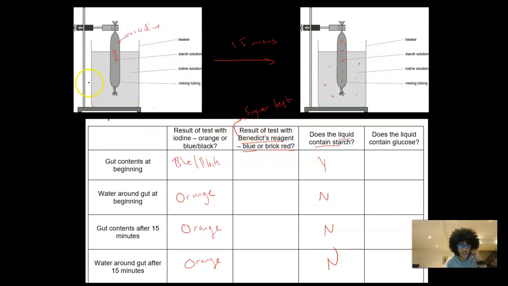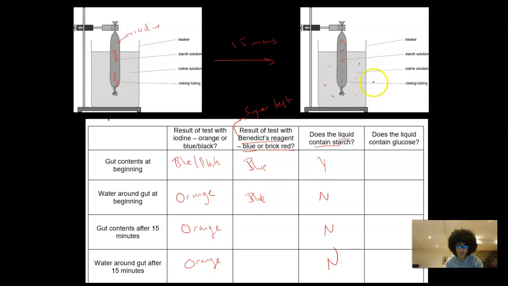Now, at the beginning, you can see that all I've got inside the tube is loads of starch. There's no glucose at the beginning because nothing's been digested. So if I was to put Benedict's solution inside here and here, it would simply remain blue. So that would be blue, and that would be blue.